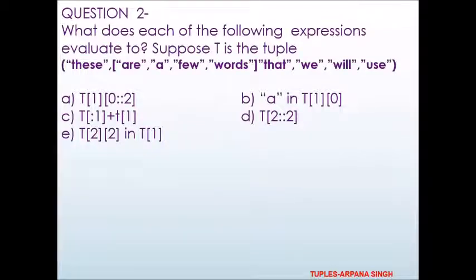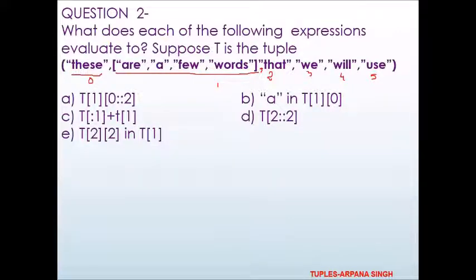Next question. If this is the tuple, what will be displayed by T1[0::2]? Here, this whole is index 0. This from this to this is 1. Here a comma is missing, so you can put a comma here. Now this is 2, this is 3, this is 4 and this is 5.